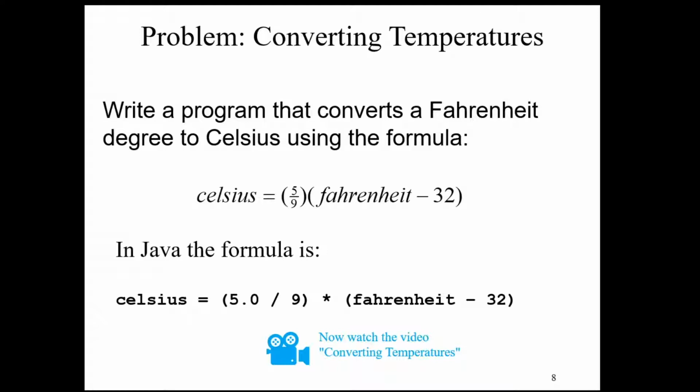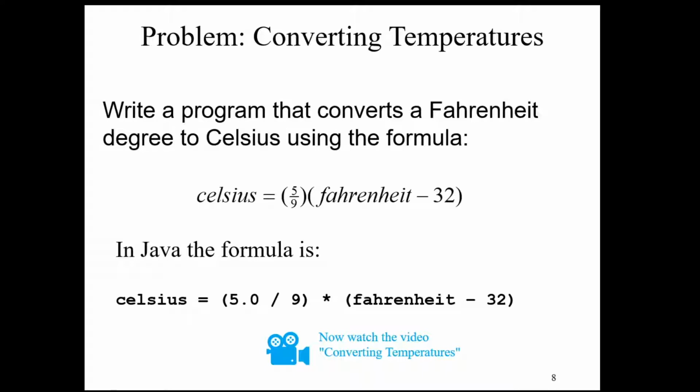Let's solve a problem together. This is a simple problem related to converting temperatures. We will write a program together that converts a Fahrenheit degree to Celsius. And here is the formula. A Celsius degree is calculated as follows. You take the Fahrenheit degree, subtract 32, and you multiply the result by 5/9.